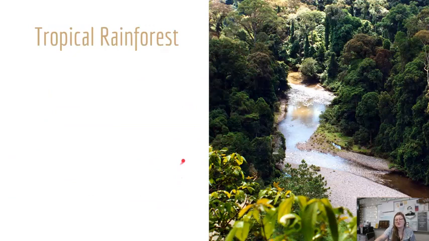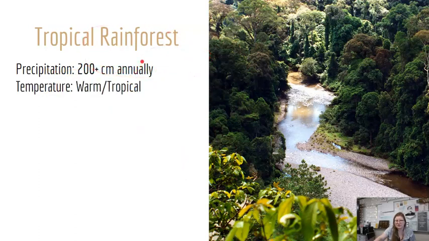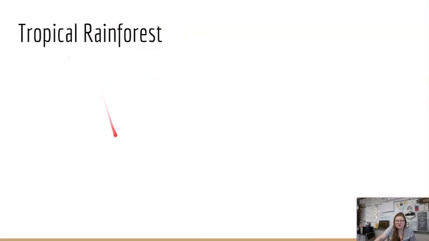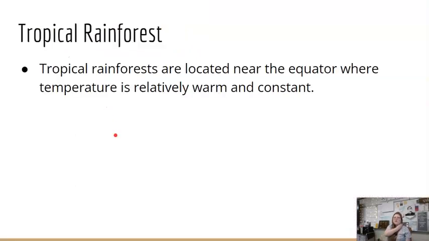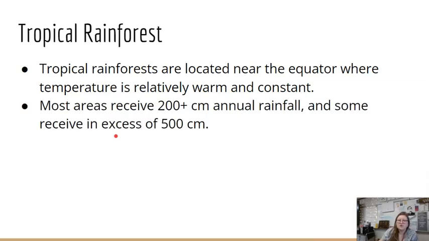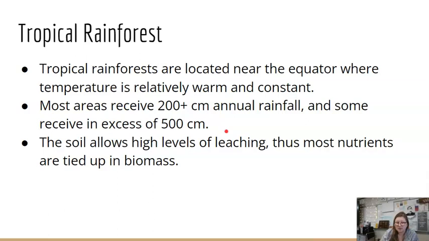All right, tropical rainforest. We love tropical rainforests. Tropical rainforests get 200 plus centimeters of rain annually. It's a rainforest. There's a lot of rain there. And it's tropical, which means it's warm. Tropical rainforests are located near the equator where the temperature is relatively warm and constant. Most areas receive 200 plus centimeters of annual rainfall. Some receive in excess of 500 centimeters.